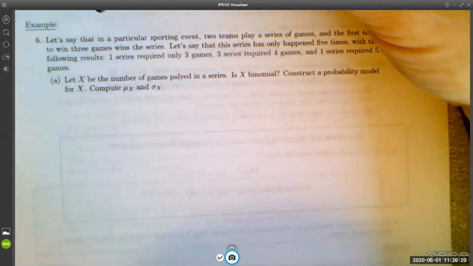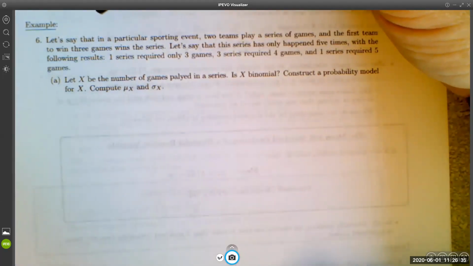So if you think about it, that means that a series could involve 3 games or 4 games or 5 games. Because if one of the teams wins the first 3 games, then they win the series, and the series is over after 3 games. But if, on the other hand, the first team wins a game, and then the second team wins a game, and then the first team wins a game, and so forth, then it could take up to 5 games before a winner is determined.